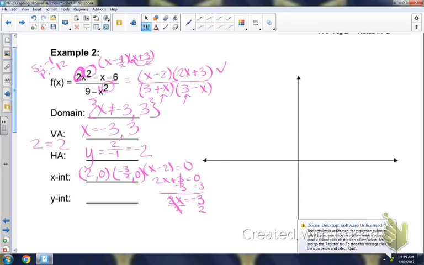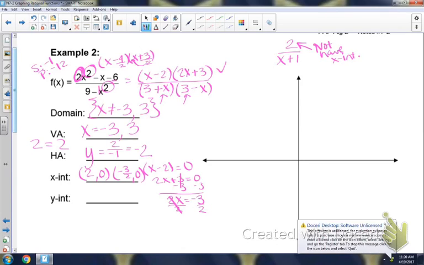If your numerator is a constant, listen carefully, so for example, if we had 2 over x plus 1 as our original function, you would not have an x-intercept, because when you set that numerator equal to 0 and solve for x, there's not an x to solve for. So make sure that you remember that on your assignment.